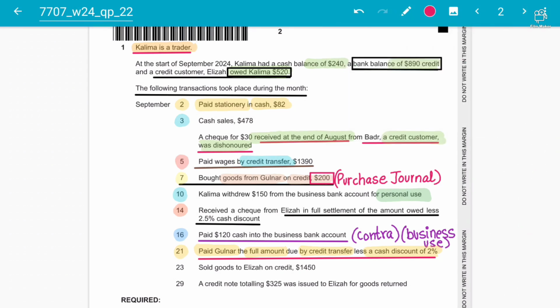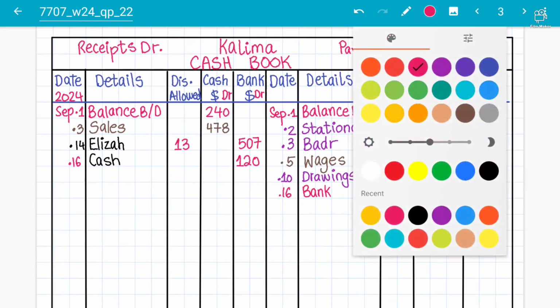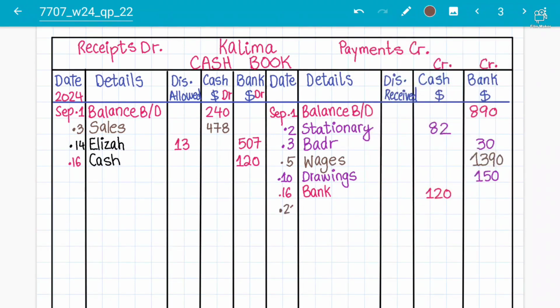So we write down the name of Gulnar on September 21st. $200 into 2%, as everyone knows, will be $4. So we got a $4 cash discount on $200, and the remaining payment we made, sir, was $196. Okay, so that is the September 21st transaction also recorded.